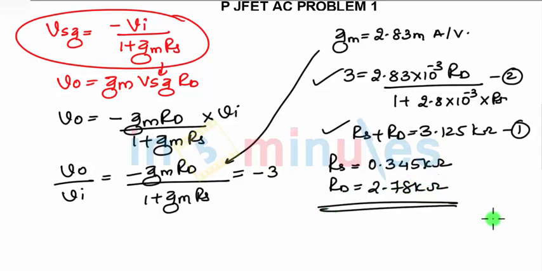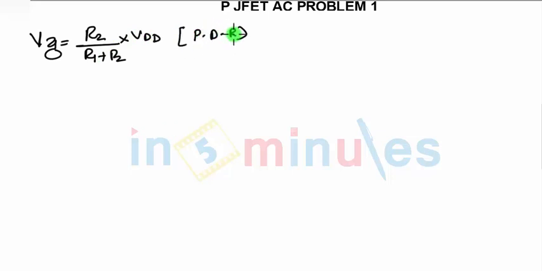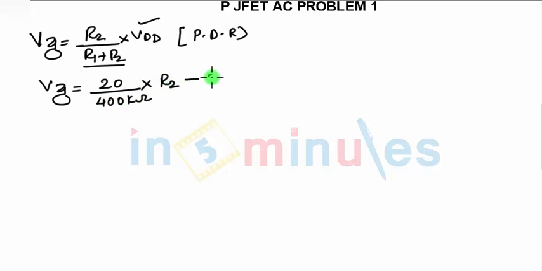Now coming to the next part. Now we know the value of RS and RD. Now we'll go for finding R1 and R2. You know that we can find the gate voltage VG as R2 upon R1 plus R2 into VDD by the potential divider rule. Now in this, VDD is given as 20 and R1 plus R2 is given as 400k in the question. So VG equals 20 upon 400 kilo ohms into R2. Call this equation number 3.